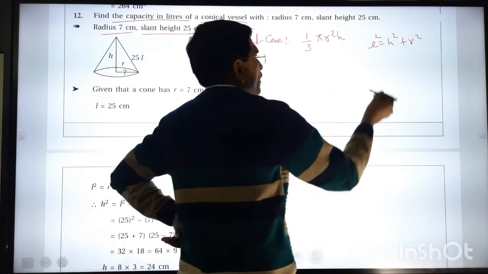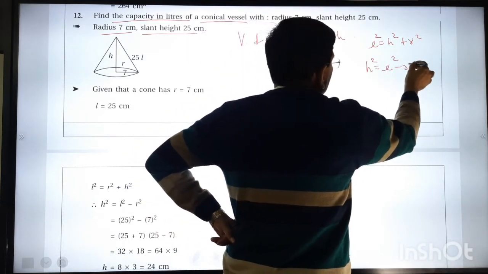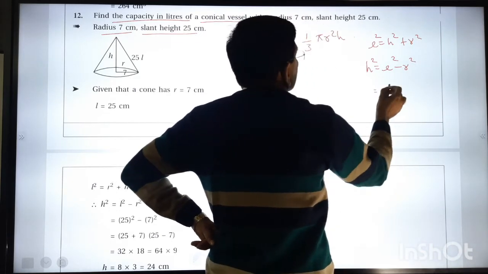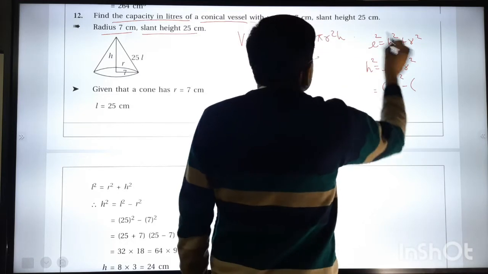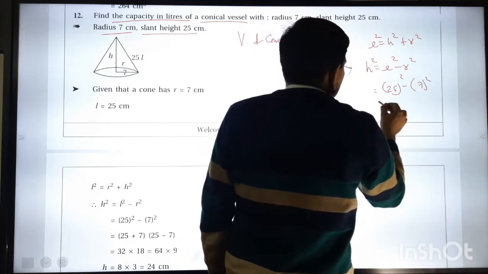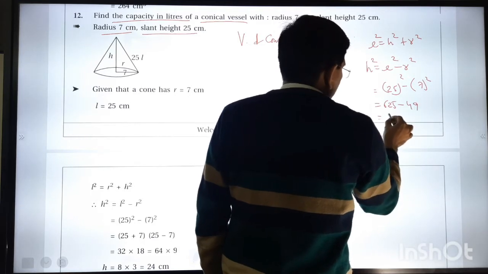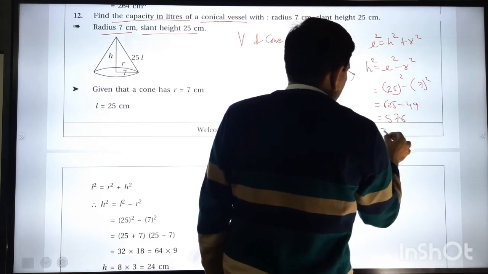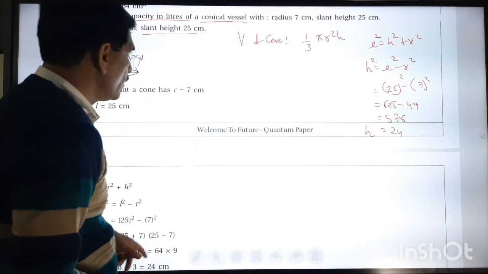So it's one type of revision. In revision, all types of sums we have discussed. Now h² = 25² − 7², that is 625 − 49, which is 576. It's the square of 24. So height is equal to 24.